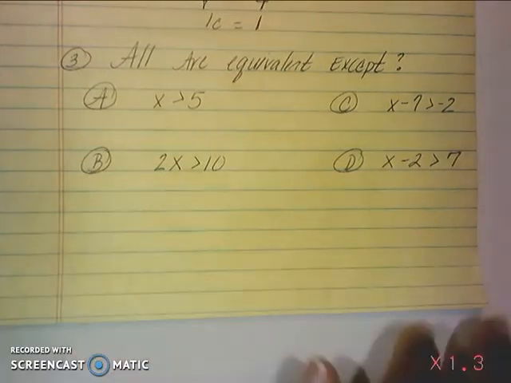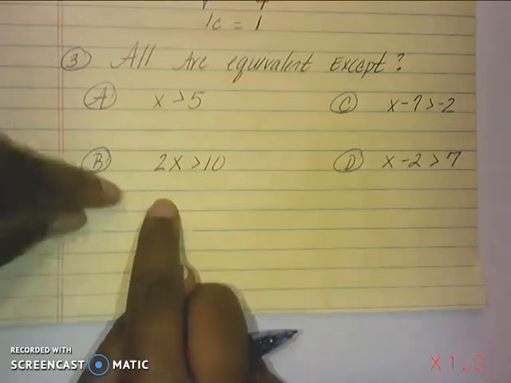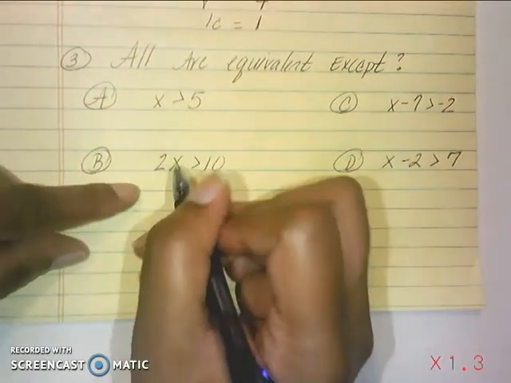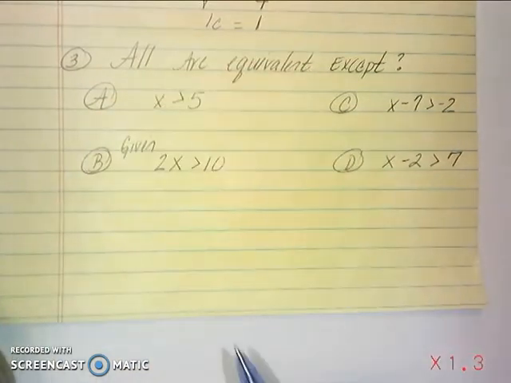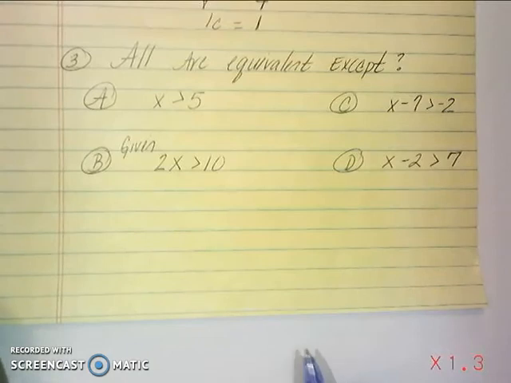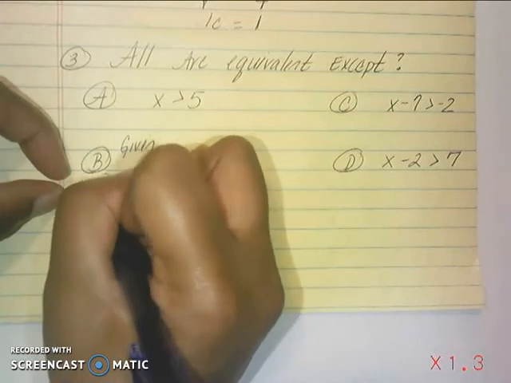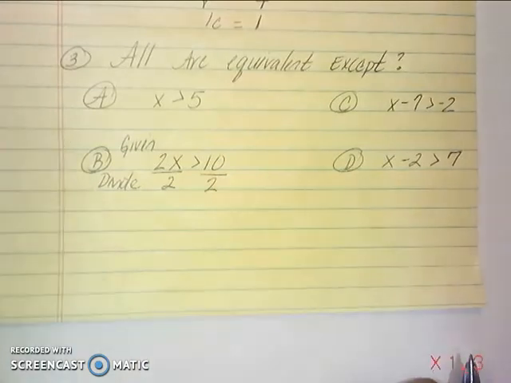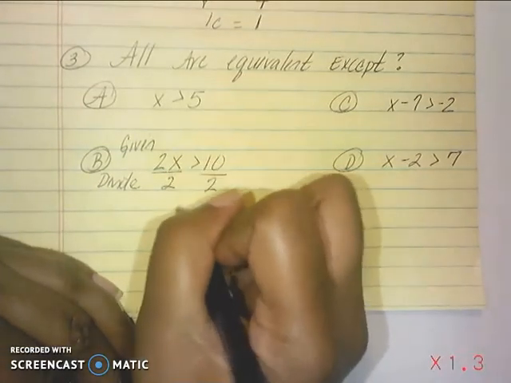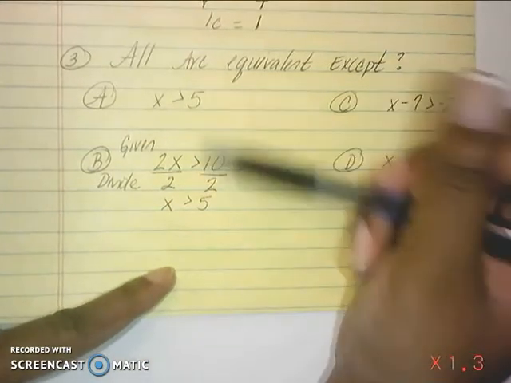So we need to figure out which of these, if any, is the same as the inequality x is greater than 5. So I'm going to start with B here. So B has 2x is greater than 10. That's what I have given. Since I know that 2x is understood to be 2 times x, I'm going to do an inverse operation again. So the opposite of multiplying is to divide. So I'm going to divide both sides by 2. What I'm going to be left with is x is greater than 5. So we see that these two are alike.